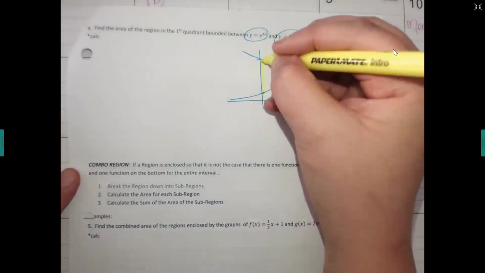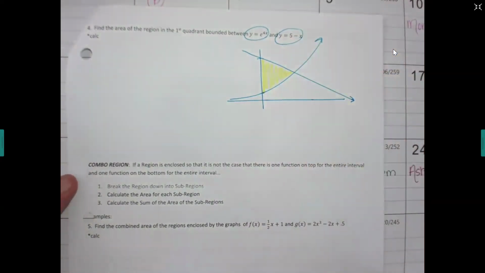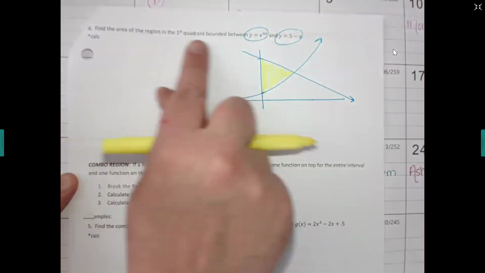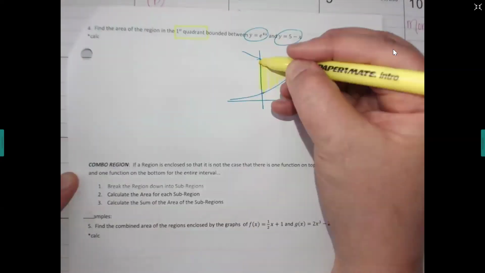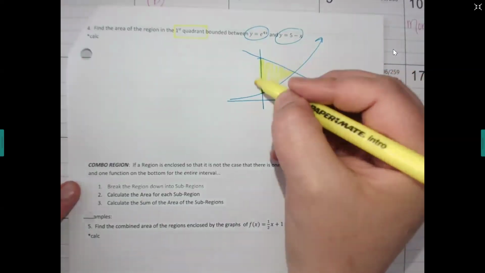It says I want to be bounded between them. So when you shade, you want to stay between here and here. Now, you'll notice that I stopped at the y-axis. What instruction here tells me to stop at the y-axis? First quadrant means that this is a side and I have to stay on this side. So this would be my region right here.